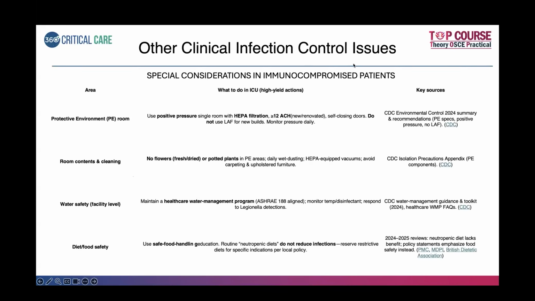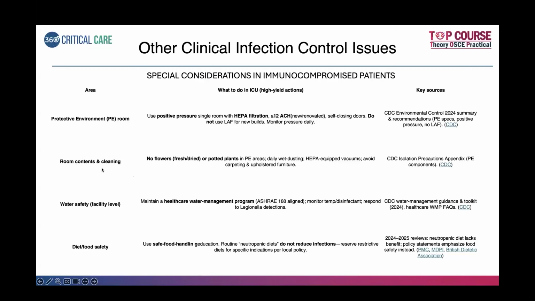So other clinical infection control issues: special considerations in immunocompromised patients. The protective environment room: you need to use a positive pressure single room with HEPA filtration, with more than 12 air exchanges per hour. So this is what we had already discussed. You need to monitor the pressure daily.